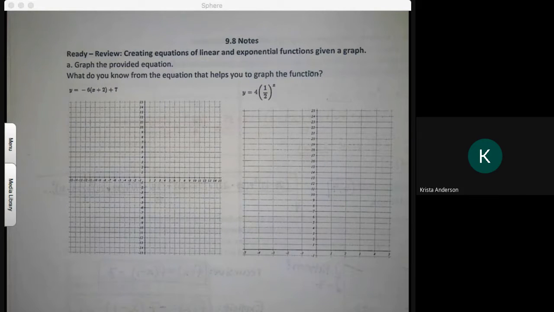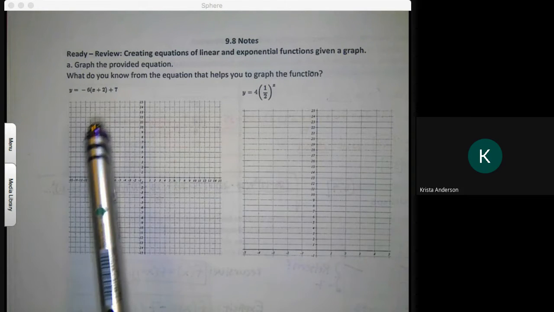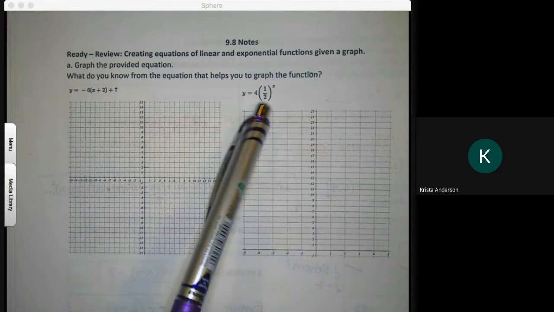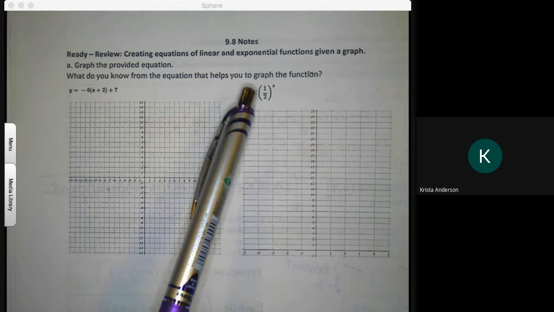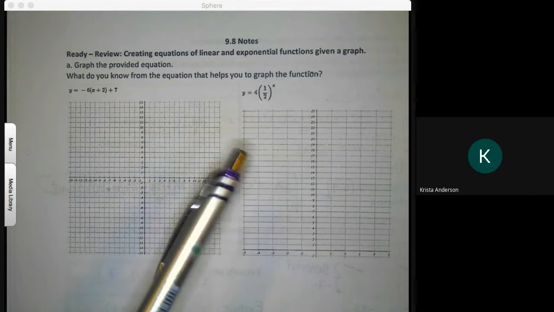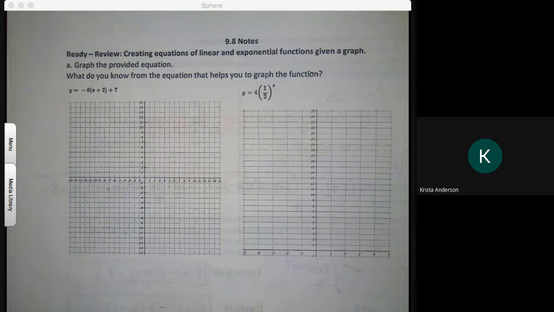All right, for 9.8, our first section is graphing. Graph the provided equations. What do you know about the equation that helps you to graph the function? When I compare this top left equation to the top right, what do I know? That they won't be the same graphs. They'll look a little different. Do you know what they'll look like?